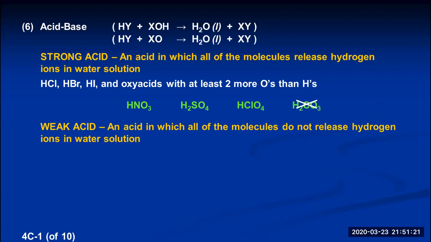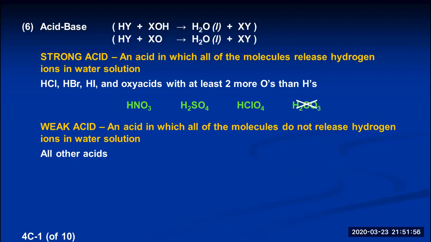Weak acids are any acids in which not all of the molecules release hydrogen ions in water solution. So that would be all other acids besides the ones we just saw above. So if you have something like carbonic acid, H2CO3, and you dissolve maybe 100 of them in water, 5 of them will release their hydrogen ions, but the other 95 will stay bonded together as H2CO3 molecules. So they don't produce a lot of hydrogen ions, therefore not a lot of ions in the solution. They don't conduct electricity very well, so they're considered weak acids or weak electrolytes.